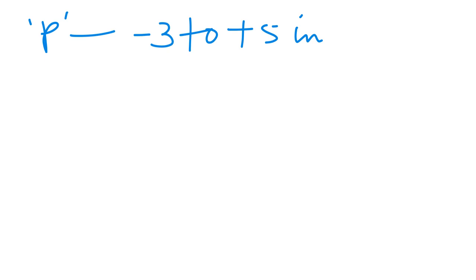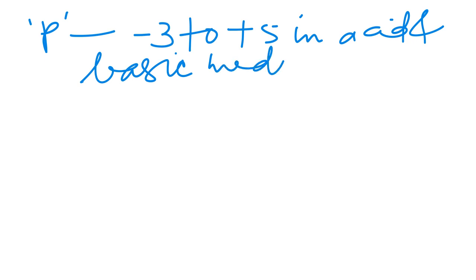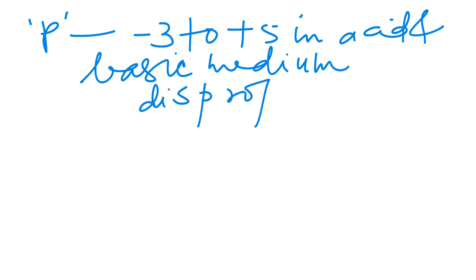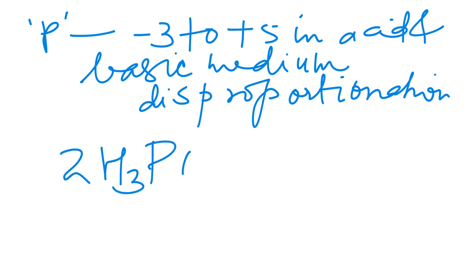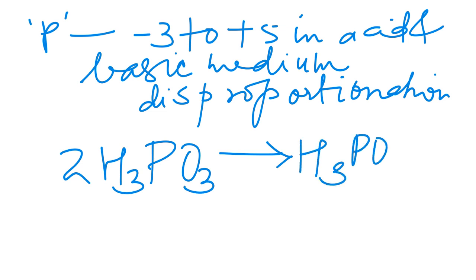So phosphorus has the intermediate oxidation state from minus 3 to plus 5 in acid and basic medium. Okay. So that is, you can say it shows a disproportionation reaction. For example, 2 H3PO3 gives H3PO4 and PH3.